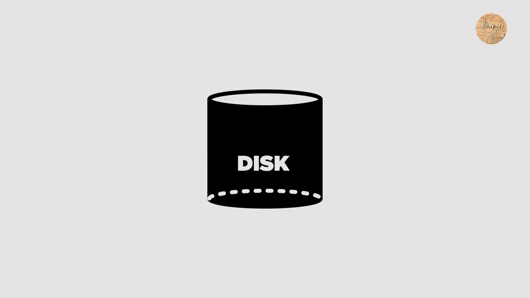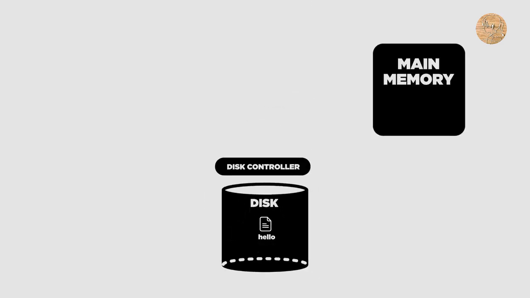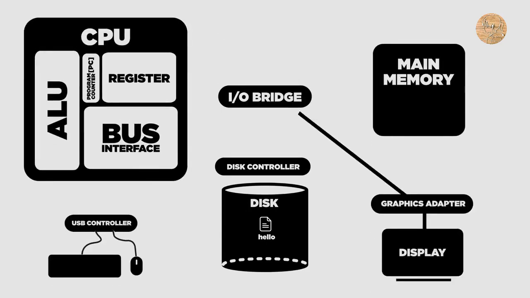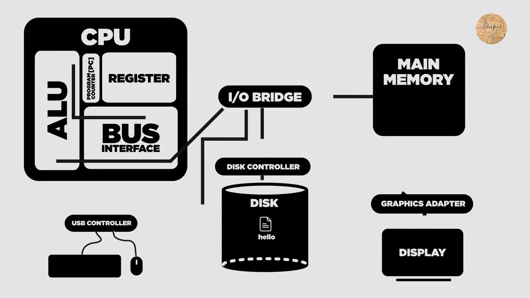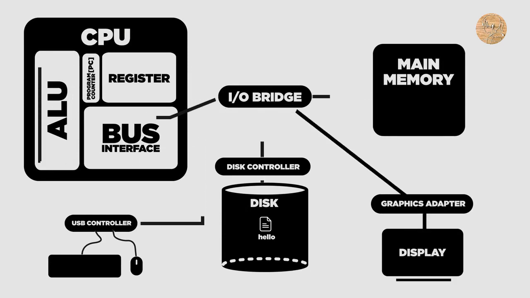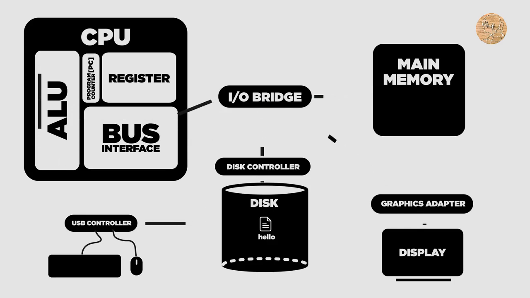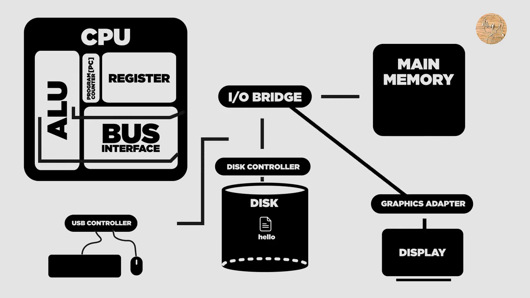Your computer's architecture looks something like this. There is your hard disk where your files are stored, including our executable hello file, and then there is a main memory, and also obviously there is a CPU that contains a register file, arithmetic logical unit, a bus interface, and also the program counter. And also to handle the input-output devices, there is a USB controller and also a graphics adapter for the display. All these components are connected with each other by circuits called buses.